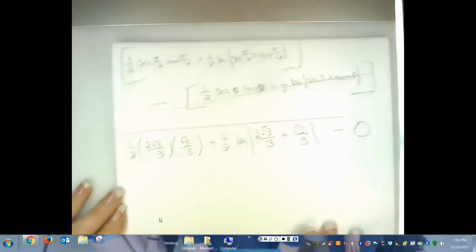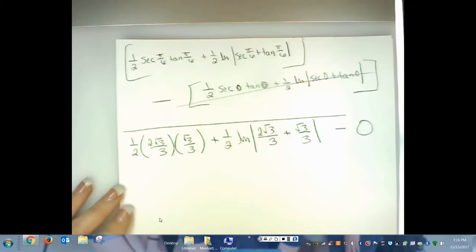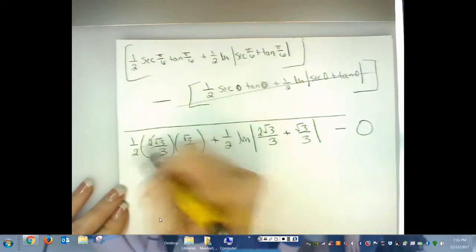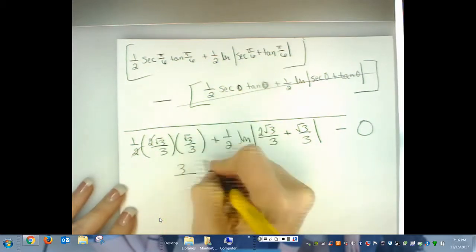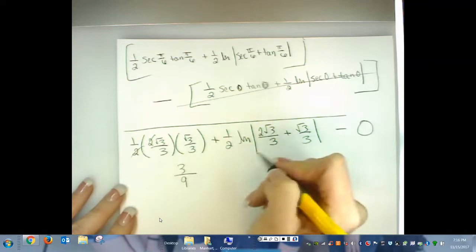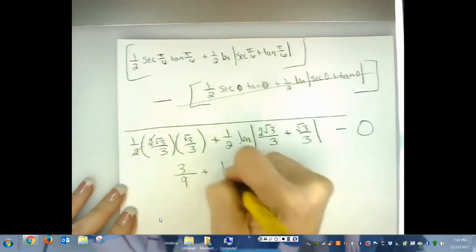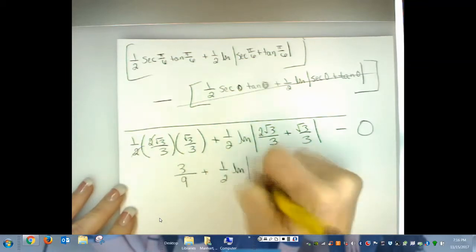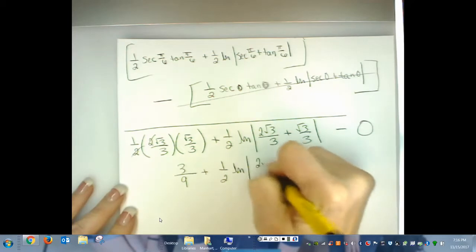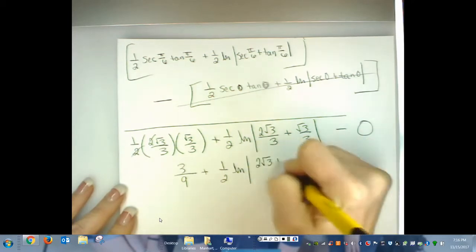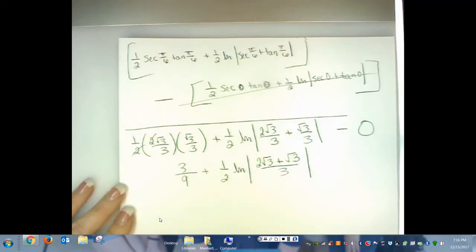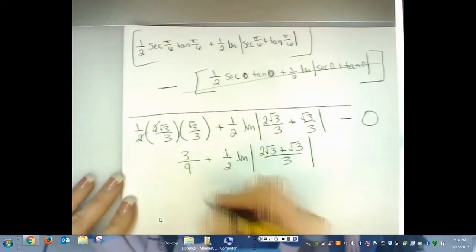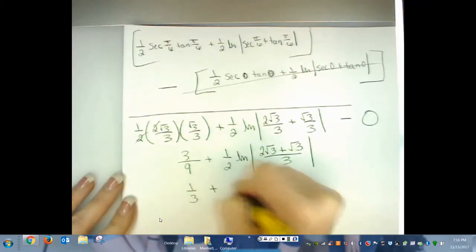So over here, we've got to continue with our algebra. You can see your 2's cancel. Square root of 3 times the square root of 3 is 3. And 3 times 3 is what? 9. Plus 1/2 natural log absolute value of 2 square roots of 3 plus the square root of 3 over 3. 3/9 becomes 1/3 plus 1/2.